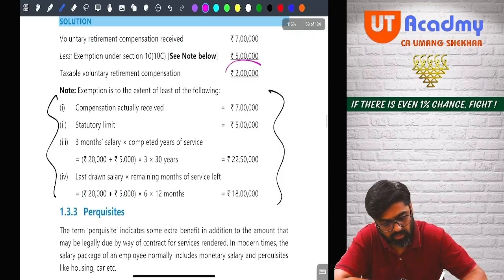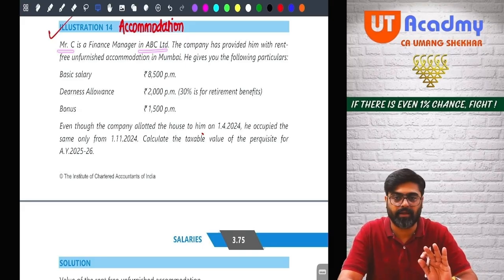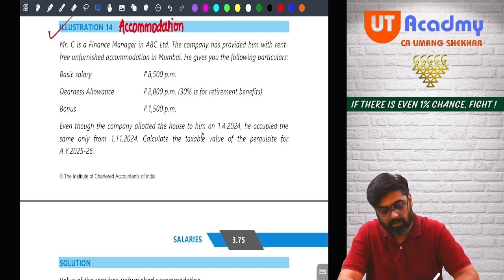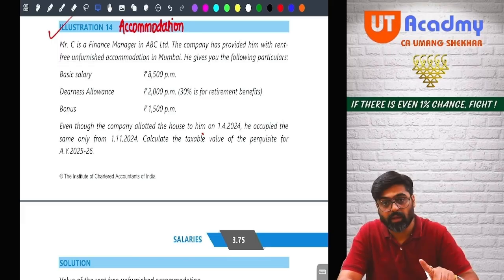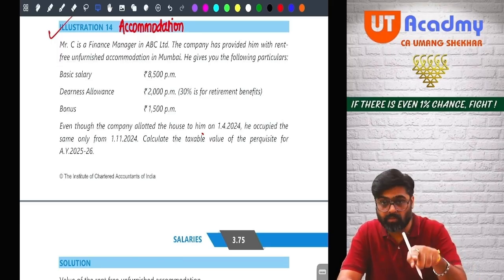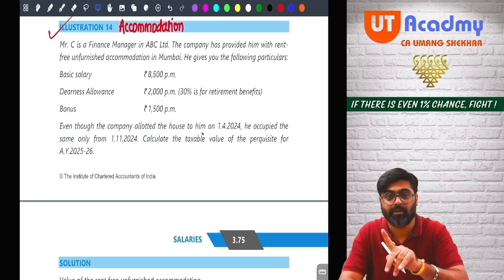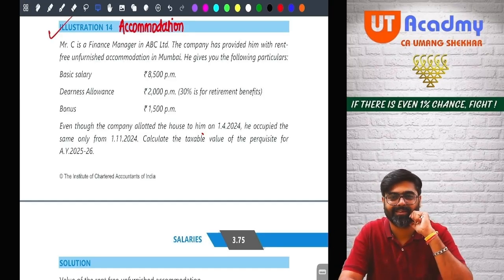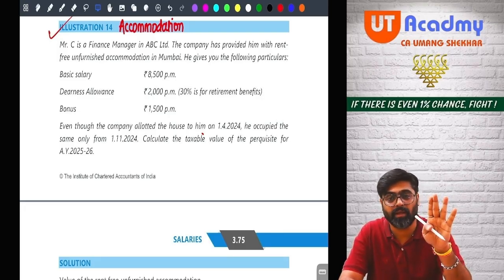Sure? 2 lakh. Mr. C is a finance manager in ABC Limited, meaning that he is not a government employee, a non-government employee. The company has provided him with a rent-free unfurnished accommodation in Mumbai. Okay. In Mumbai, the company is giving accommodation. No rent is charged. And unfurnished. Rent-free unfurnished accommodation. So what will be there?